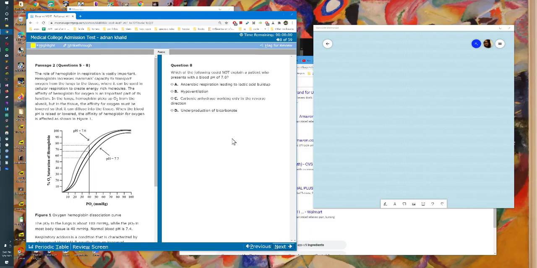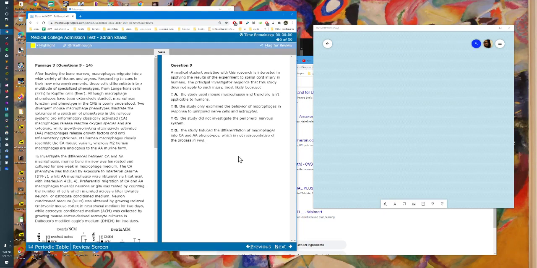Would not explain a patient who presents with a blood pH of 7. Hypoventilation, anaerobic respiration. This is going to be acidic. This is going to be, I believe, acidic as well. I forgot what that did. Underproduction of bicarbonate. If there's not enough bicarbonate, that's the thing that neutralizes the CO2 that's in the blood. So it's going to be this. I don't know what this is, but everything else is... Okay. Spinal cord injury.